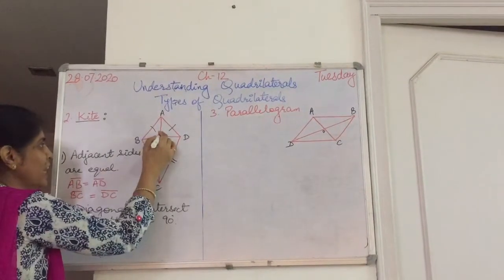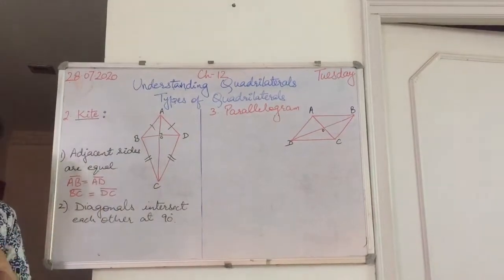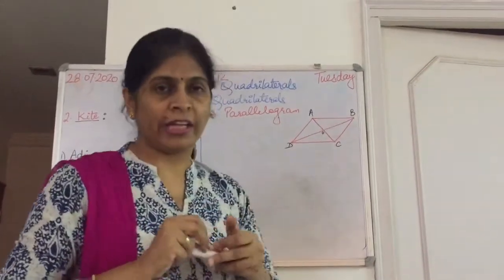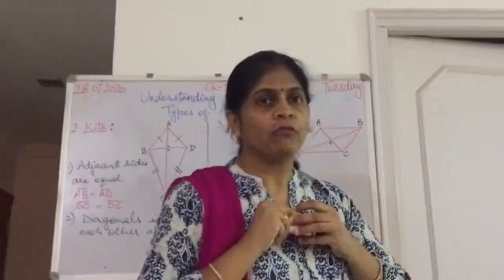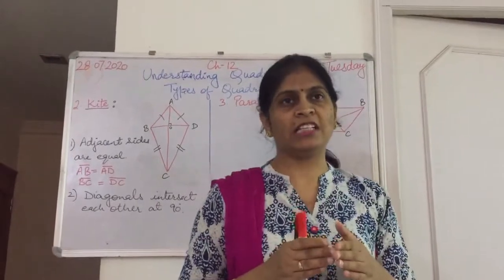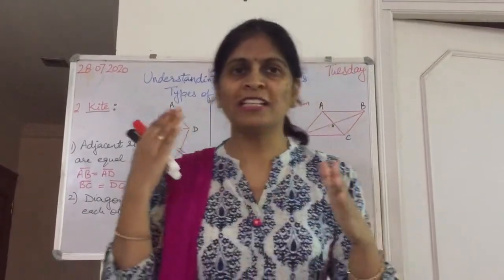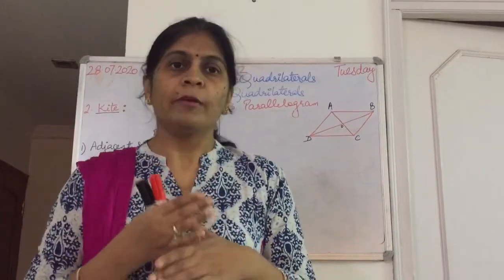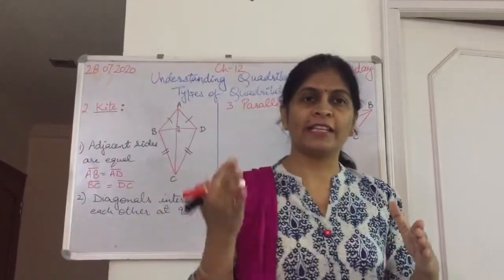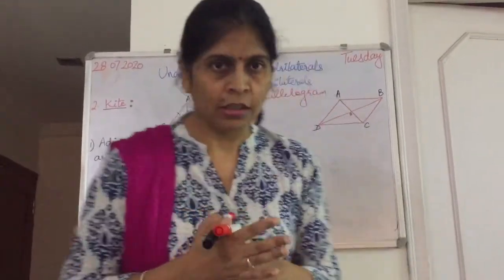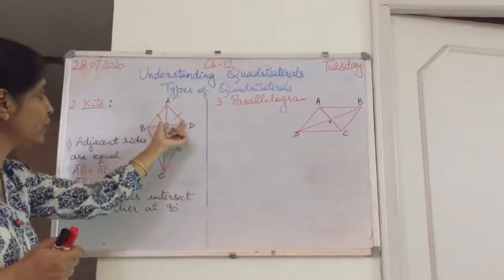Now next is, diagonals intersect at 90 degrees. You can see that this 90 degree angle will be formed. Intersect, this word is very interesting. There are two things, intersect and bisect. What is the difference between intersect and bisect? Intersect means it cuts. Two lines meet at a point or cut each other. Bisect means when two lines cut each other, they are divided into equal parts. You can see that these are two equal parts.